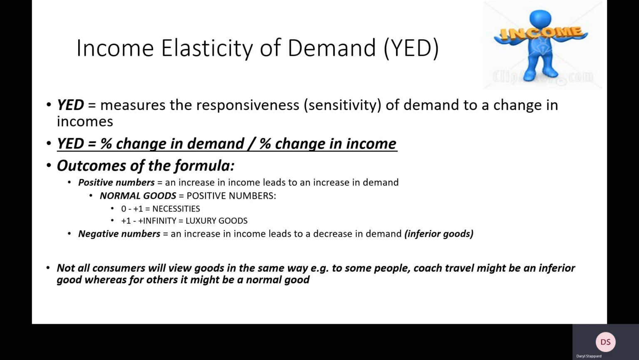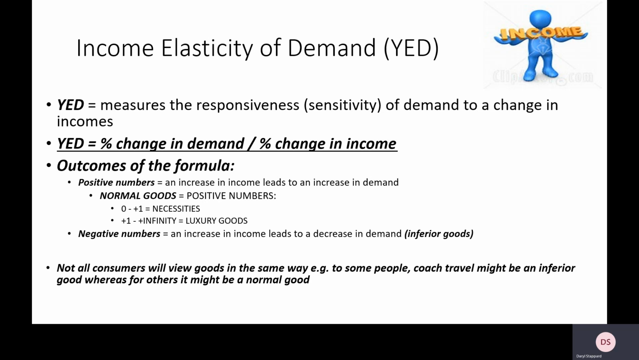Now with the PED formula, we said that for the vast majority of products, we would only get a negative number from it. With the reason being, if prices go up, demand will fall, it will go down. It's a negative relationship between the two. If prices fell, then demand would extend. In other words, it would increase. So again, that would be a negative relationship between the two. If one goes up, the other one will go down. One goes down, the other one would go up.